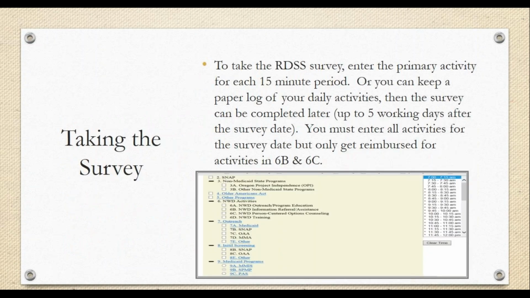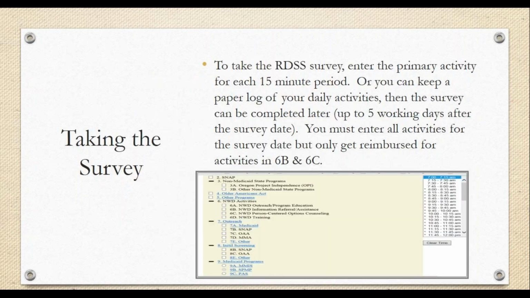So to actually take the survey, you can see a screen. You log in and you have all the different codes that are available. You can either click on the code first and then enter the 15-minute block of time, or some people choose to log their time on a piece of paper throughout the day, and then they click on a block of time and then just enter the code, and that way it requires less entry.